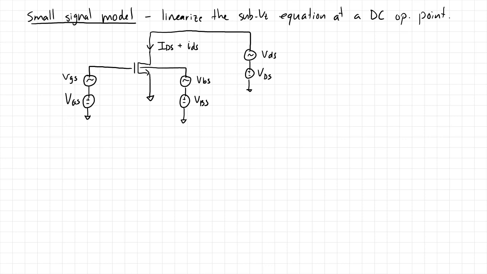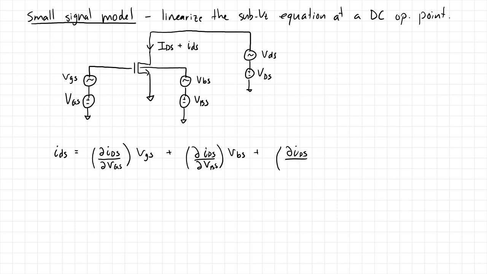Okay, so what we say then is that i DS, the small signal current flowing through the device, is going to be equal to the derivative of the full current, little i capital DS, taken with respect to VGS, multiplied by the AC component of VGS, plus the derivative of IDS with respect to VBS, multiplied by the AC component at VBS, plus, as you can guess, the derivative of IDS with respect to VDS multiplied by the AC component at the drain to source voltage.